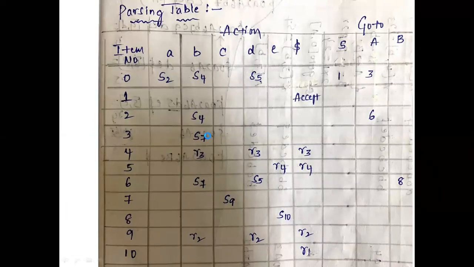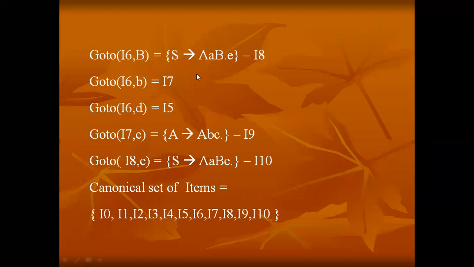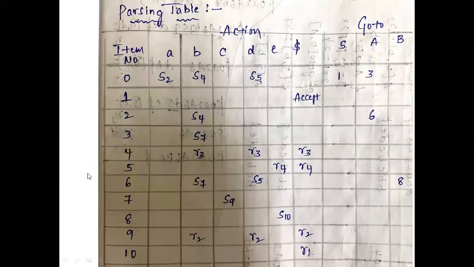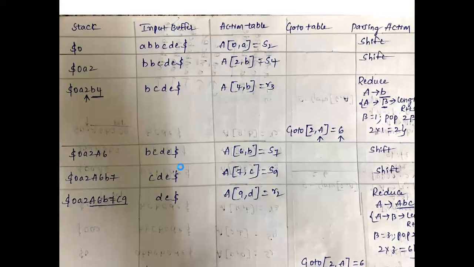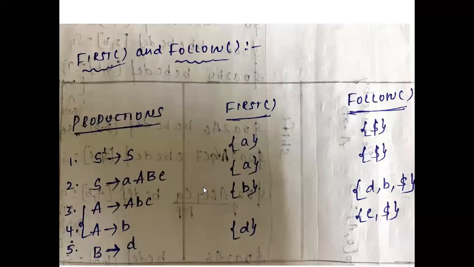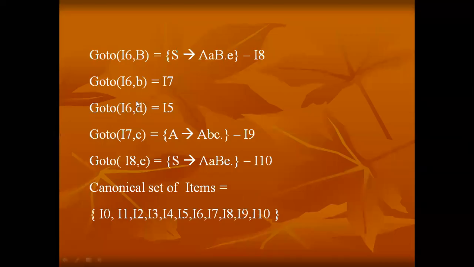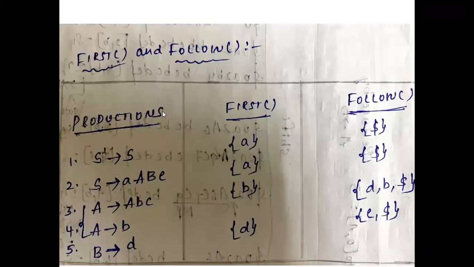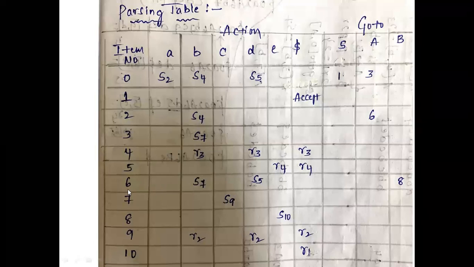And now, I6 with B is I7. Again, at I6 with B, it is S7. See here, it is S7. I6 with D is I5, and while representing in the table it is S5. I6 with D is S5. Is it clear now?